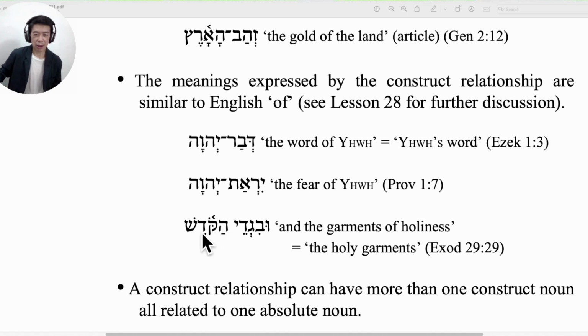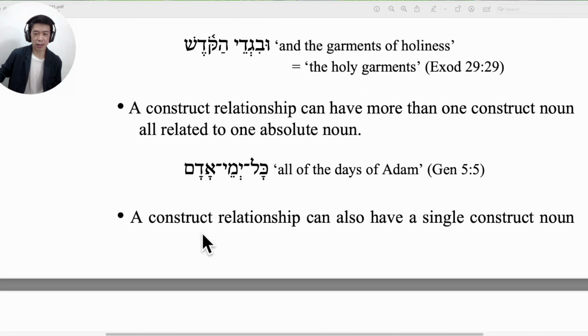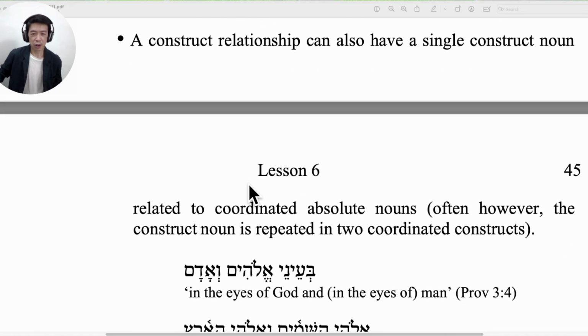A construct relationship can have more than one construct form, all related to one absolute noun. For instance, in this phrase, "all of the days of Adam" from Genesis 5:5, Kol yemei Adam. All of the days of Adam. A construct relationship can also have a single construct noun related to coordinated absolute nouns. However, the construct noun is repeated in two coordinated constructs.